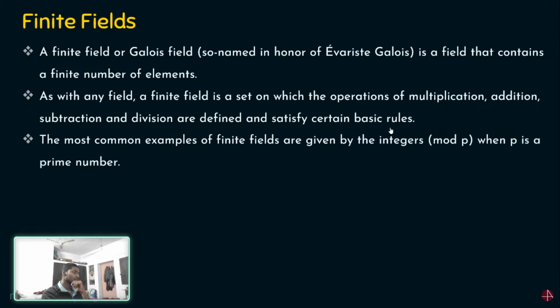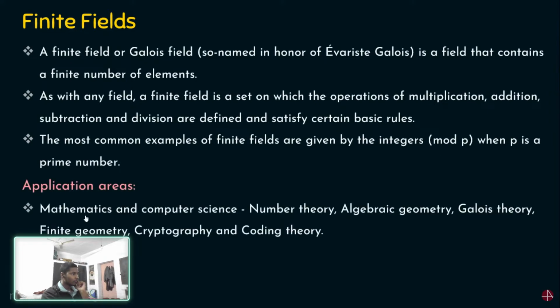If all these basic rules are satisfied, then it is a finite field only when it has a finite number of elements. The most common examples of finite fields are given by the integers mod p, where p is obviously a prime number. Let's see the application areas of finite fields. It is applied in the areas of mathematics and computer science, which include number theory, algebraic geometry, Galois theory, finite geometry, cryptography, and coding theory.